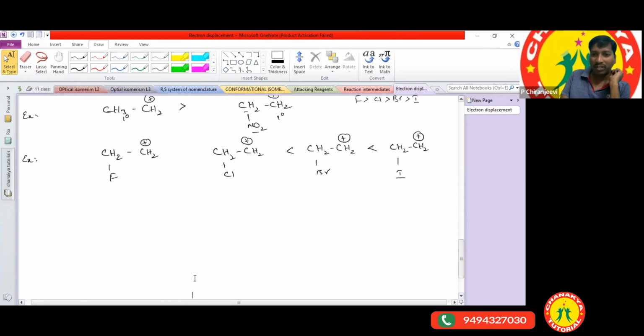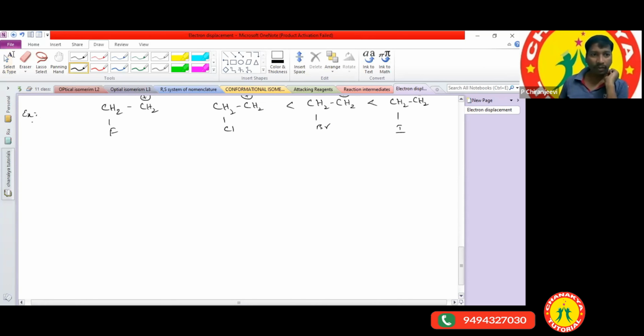So all these are the different applications. So what is another example here? I'll write CH3 bond CH2 plus, CH2 bond F bond CH2 plus, CH2 CH F2 bond CH2 plus, and CF3 bond CH2 plus.